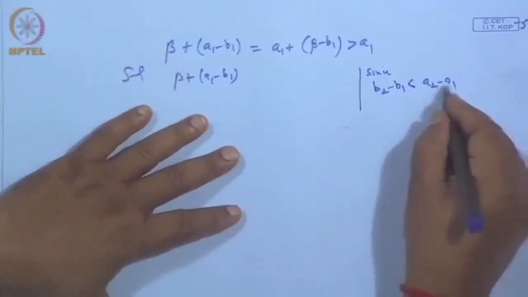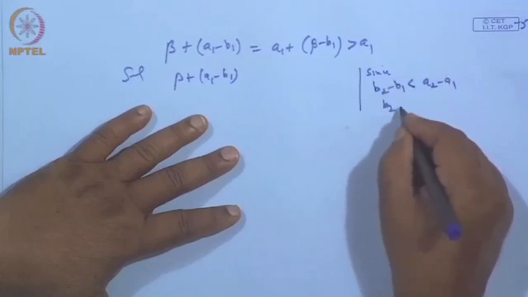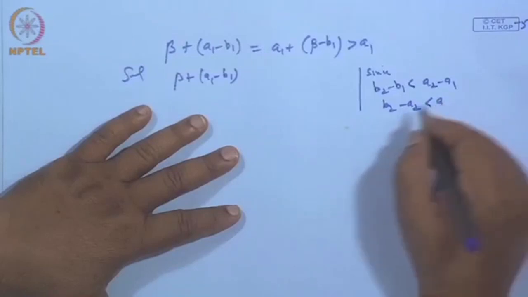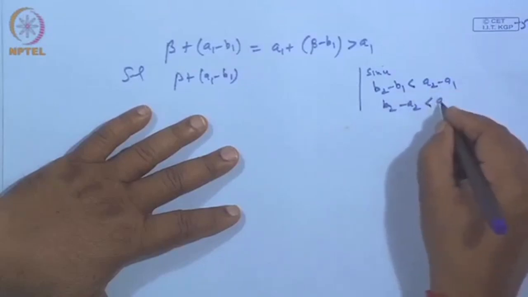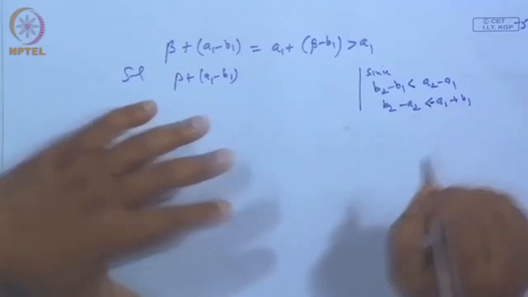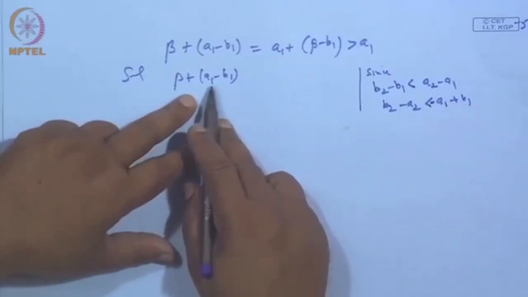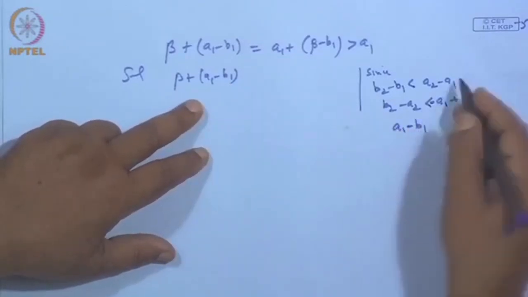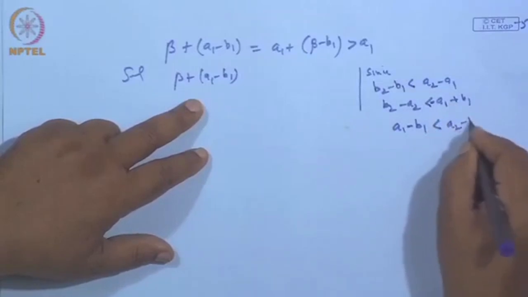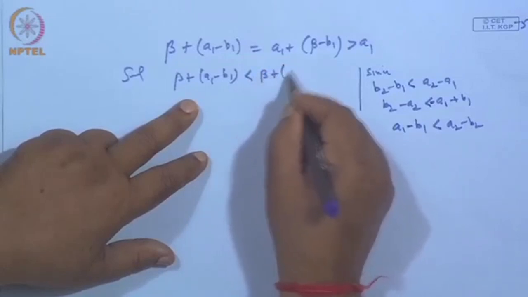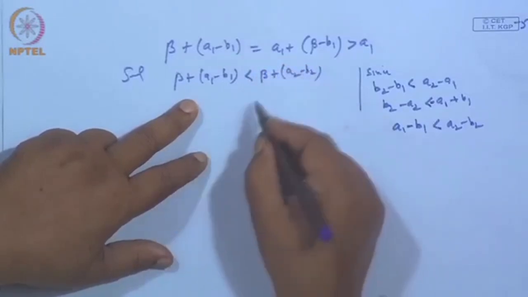So, what happened is, when you take this side, B2 minus A2 is less than A1 minus B2, minus A2 is less than minus A1 plus B1, or B1 minus A1. So this A1 minus B1 is less than A1 minus B1, if you transfer here, is less than A2 minus B2.